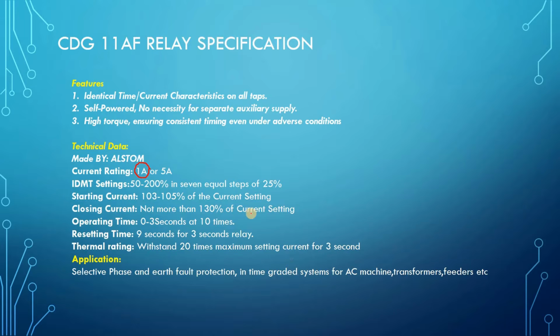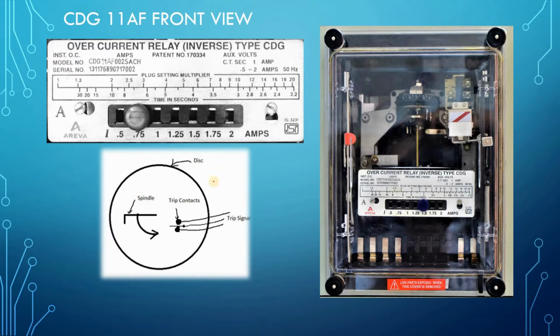As well, for the relay application, this is used for phase and earth fault protection, in time graded systems, transformer protection, etc. As we know where the overcurrent relay is used, let's see in detail.